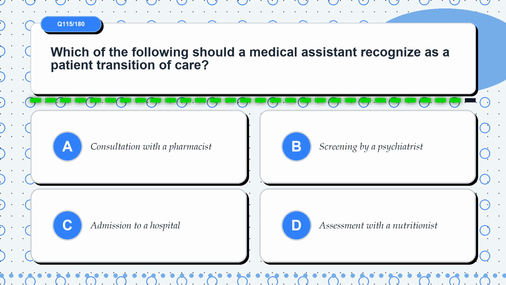Question 115. Which of the following should a medical assistant recognize as a patient transition of care? Here are the options. Option A. Consultation with a pharmacist. Option B. Screening by a psychiatrist. Option C. Admission to a hospital. Option D. Assessment with a nutritionist.